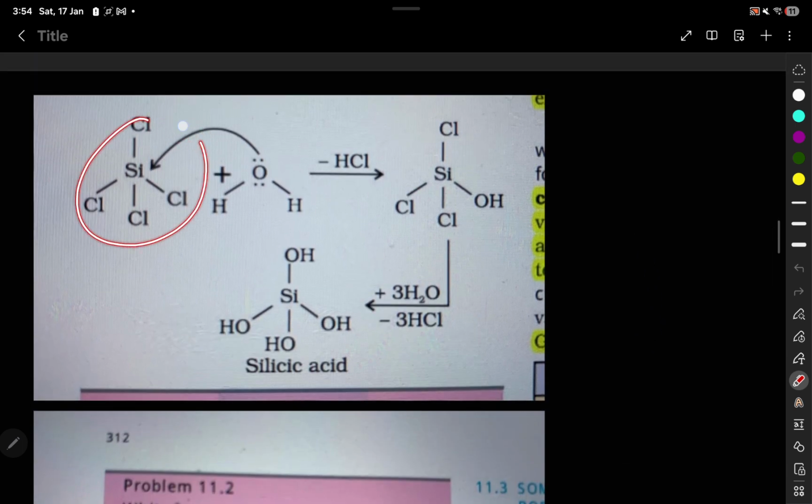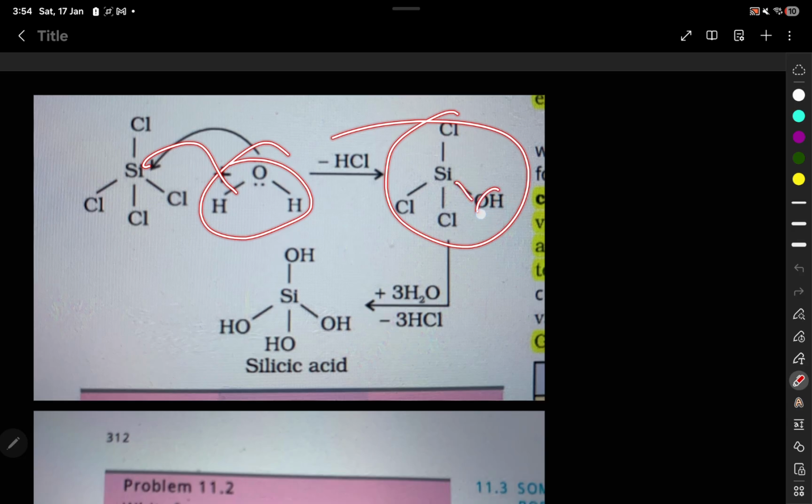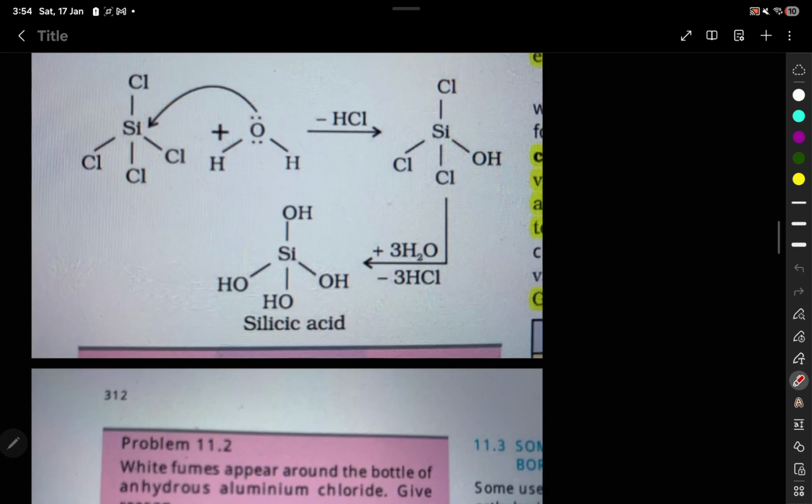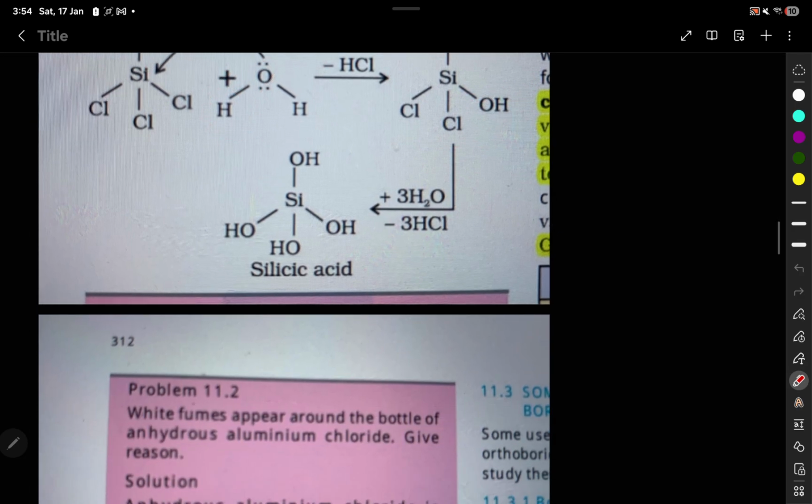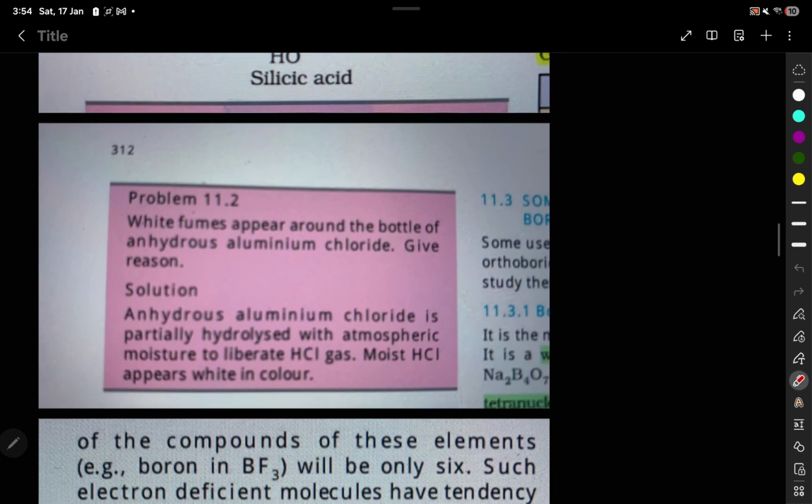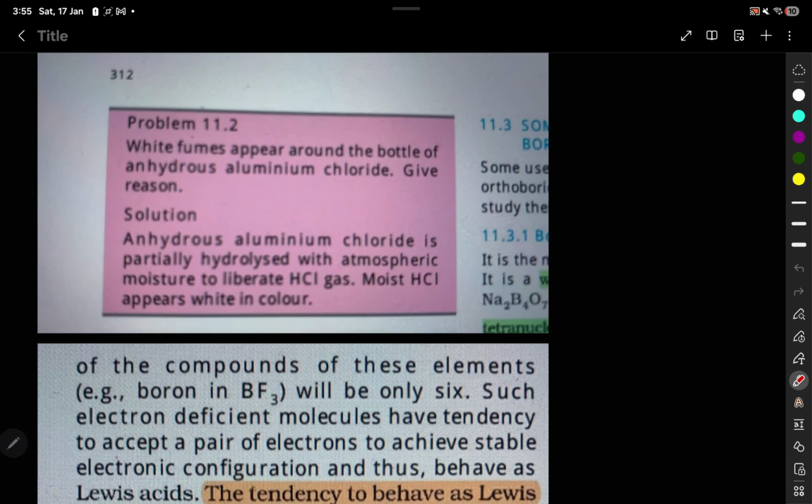Okay, this is the reaction of SiCl4 with H2O. I'm not sure if this is important, but we can just easily remember it. Just the water gets added in terms of OH, and if you put more and more in an acidic medium, it'll form silicic acid. So this give reasoning one is also there.